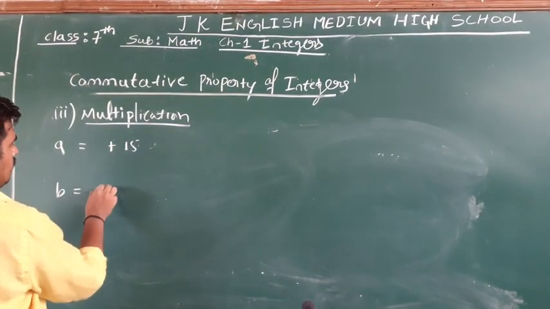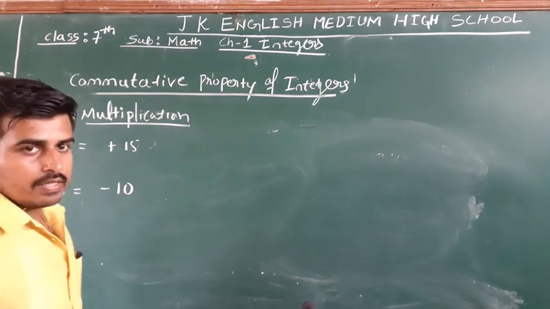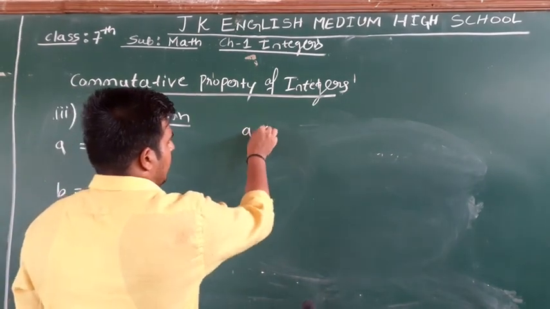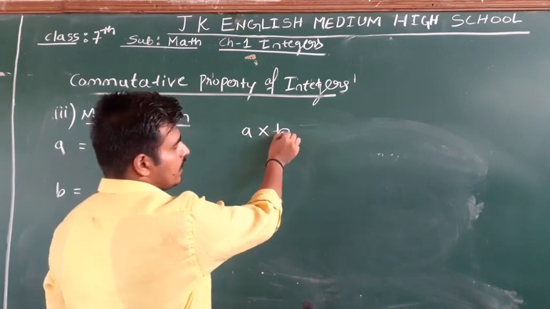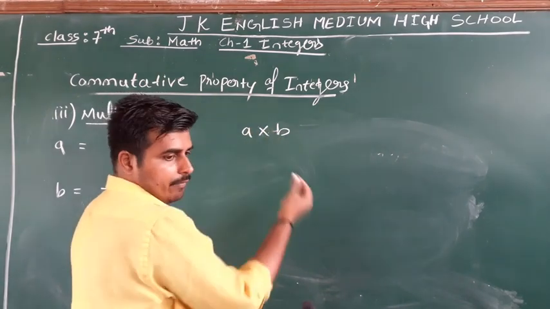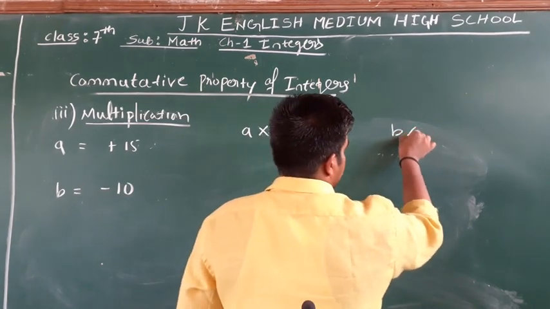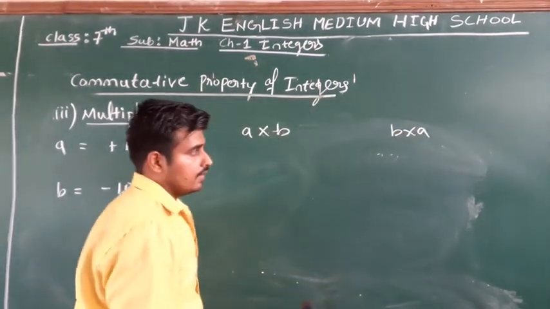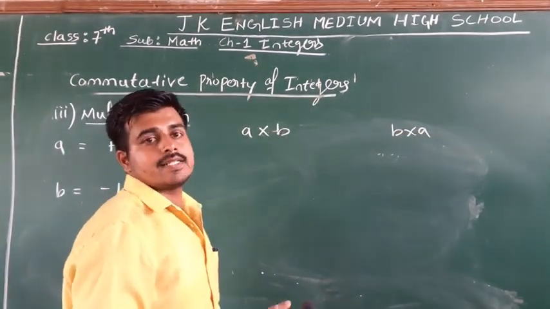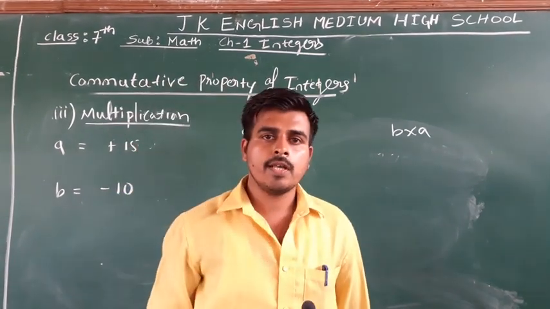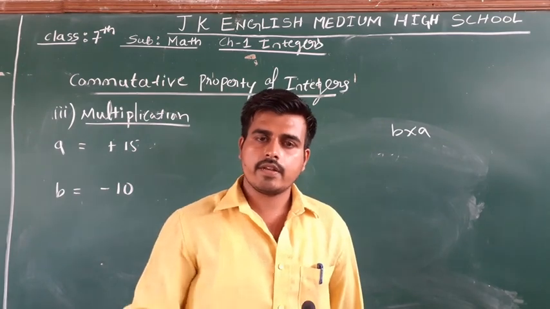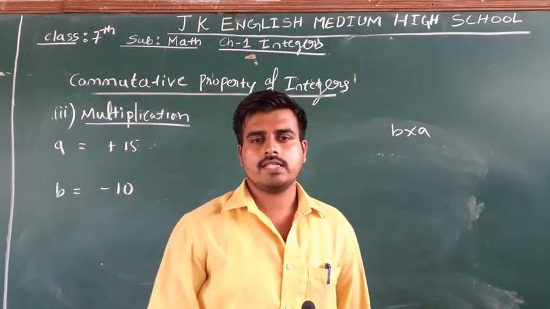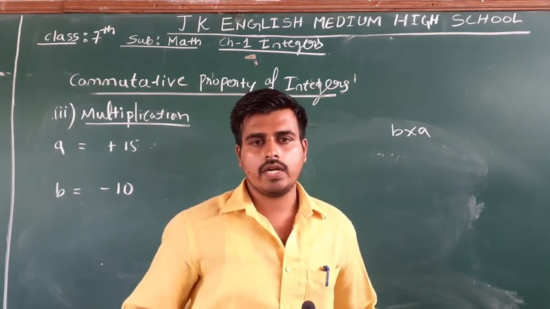Plus 15, minus 10. If I multiply a into b, multiplication is the operation. A and b are the operands. If I exchange the operands, that is b into a, then I must get the same answer to say that integers are commutative under multiplication. If I get a different answer, then these integers are not commutative under multiplication.